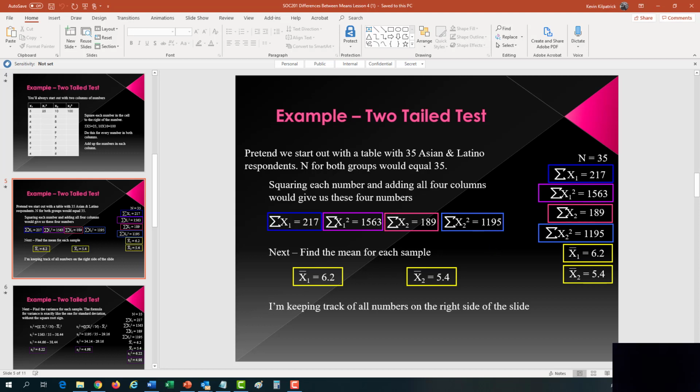So I put all 4 of those numbers here, and the next thing I need to do is to find the mean for each column or each sample. Now I have the numbers I need to do that. For the first group, remember, to calculate the mean, you are summing the values and then dividing by the number of values. So I've added up the numbers for the first group. It's 217. The number of values in that group is 35. If I divide 217 by 35, I will get 6.2.